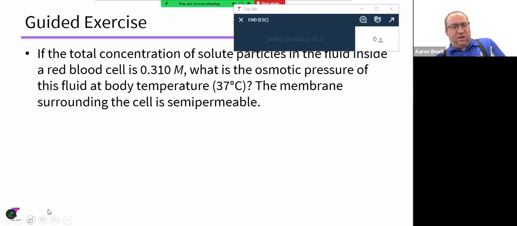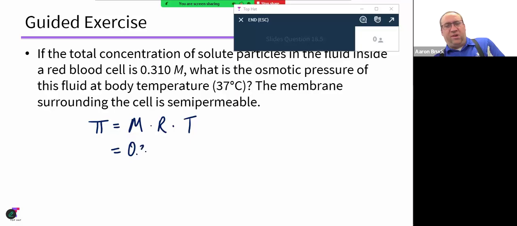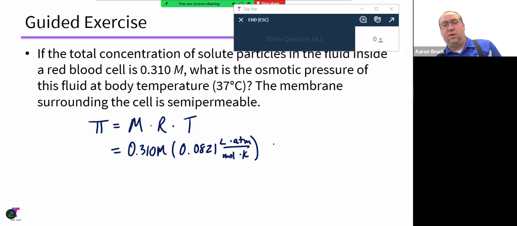So using the equation, osmotic pressure pi is equal to capital M times R times T. Our molarity is 0.310 molar. Our R value, since we have not been given anything specific, I'm going to just default to atmospheres here. And 37 Celsius, 37 plus 273 is 310 Kelvin.